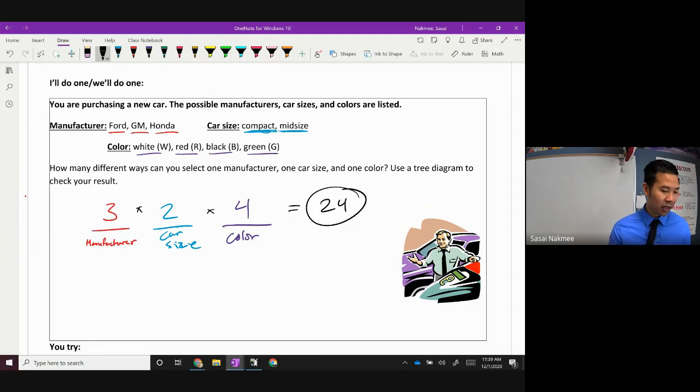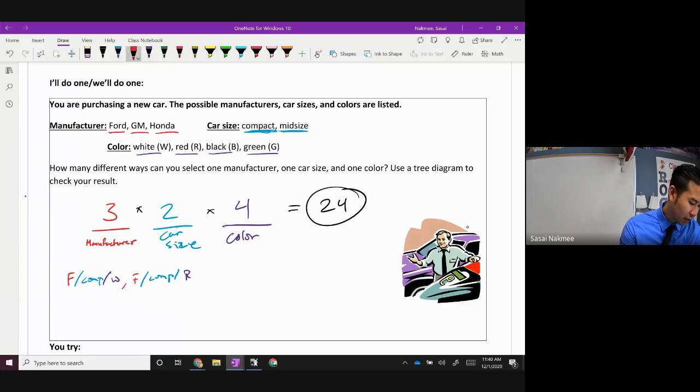And if you don't believe me, you can actually do a tree diagram to draw it out, or we could just write them out as well. You ready for this? You can get a Ford. I'm going to be lazy. You can get a Ford, compact, and white. You can also get a Ford that is mid-size, and no, I did this wrong way. I got to list out all the possible colors. You ready? Ford, compact, and instead of white, you can get it in red instead.